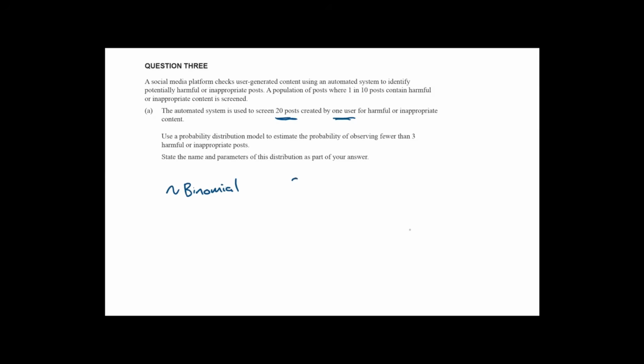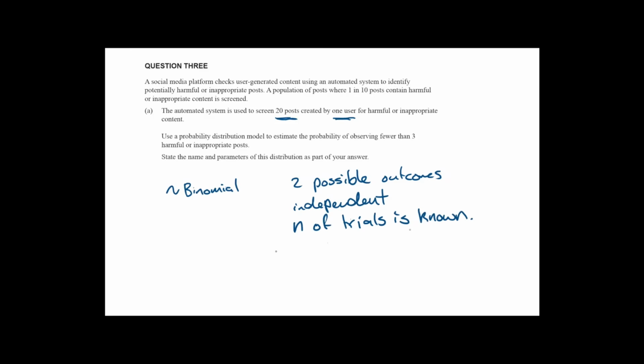So binomial, there are 2 possible outcomes. The outcomes are independent and the number of trials is fixed. So what's the probability of one of the posts in one trial being harmful? Well, the probability of being harmful is 0.1. It's 1 in 10. The number of trials is 20 because they go through 20 of these posts.